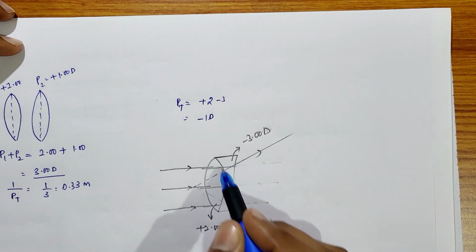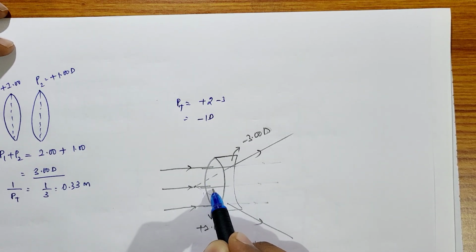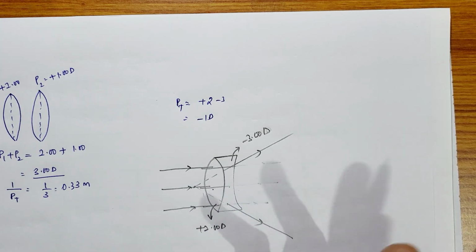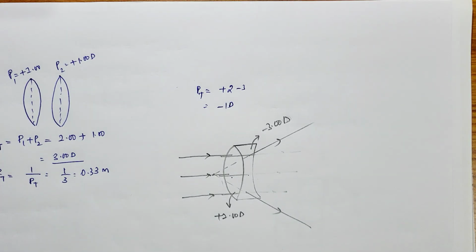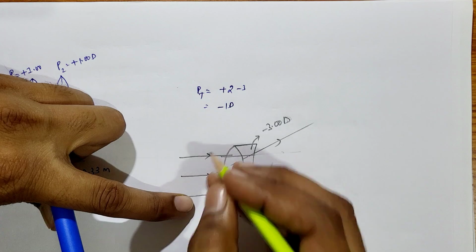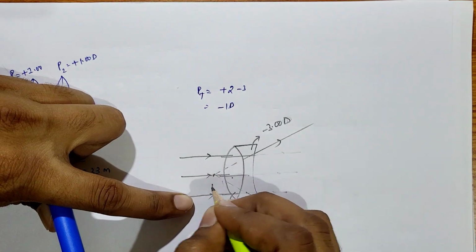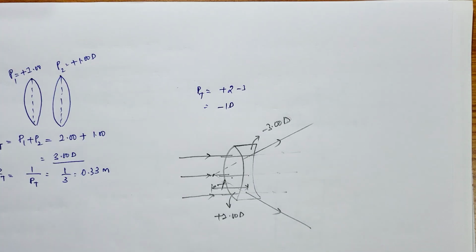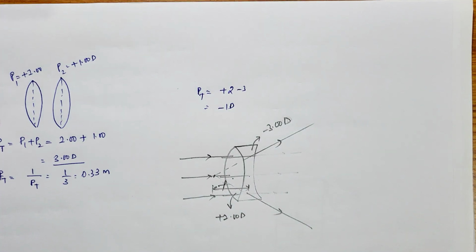Convex lens is there. Even though the convex lens is there, the power of the concave lens is more than the convex lens. The total combination is working as a concave lens. See, minus 1 diopter means the focal length is negative, from here to here. This is the focal length F. Okay. So let us solve this problem now.